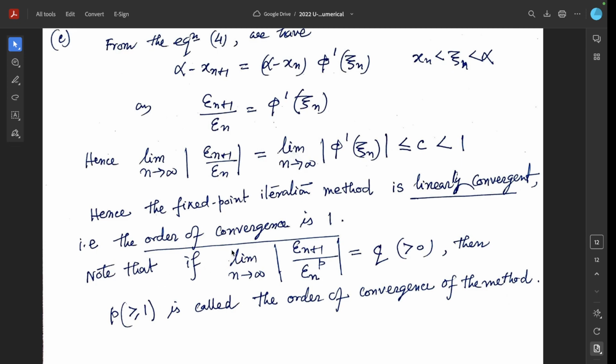And note that if the limit as n tends to infinity of the modulus of epsilon n plus 1 by epsilon n to the power p is equal to q, some positive quantity, then this power p, greater than or equal to 1, is called the order of convergence of the method.